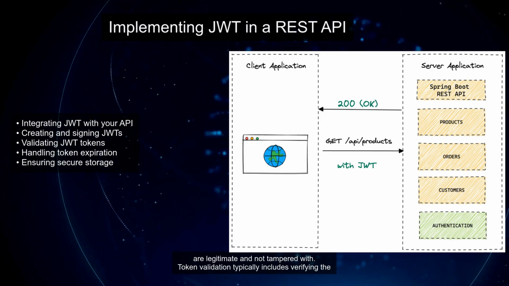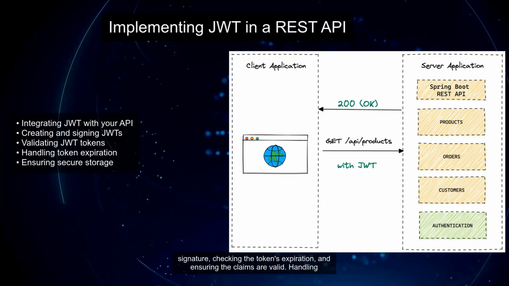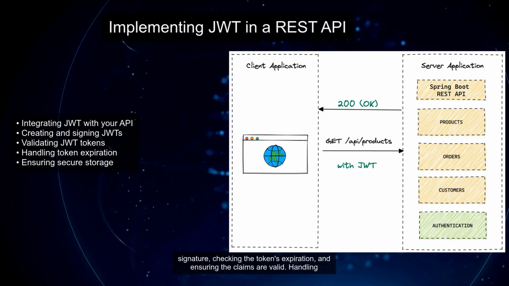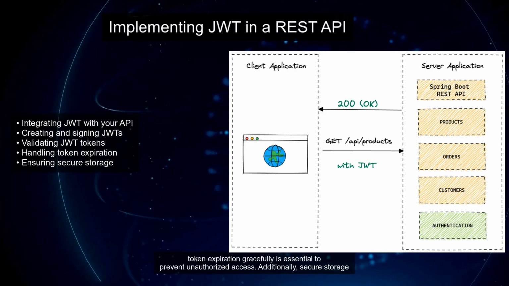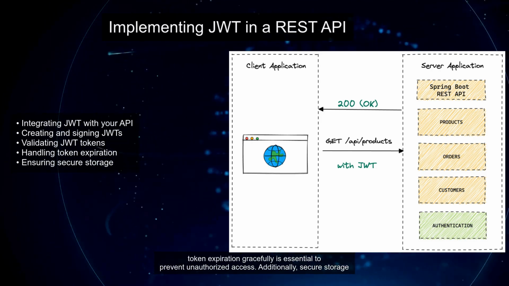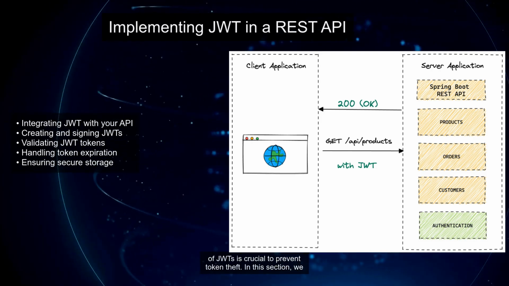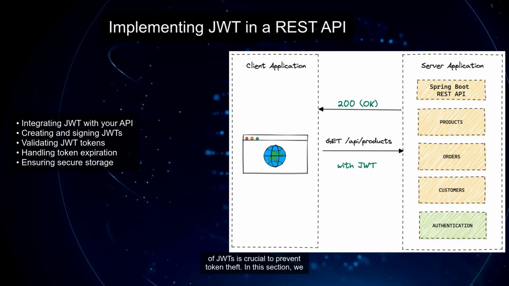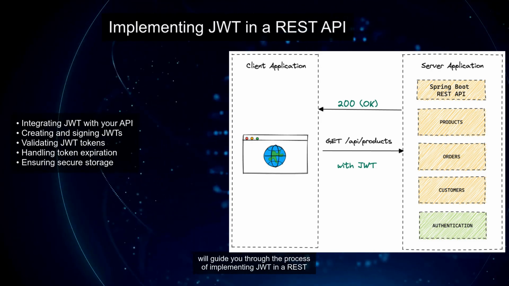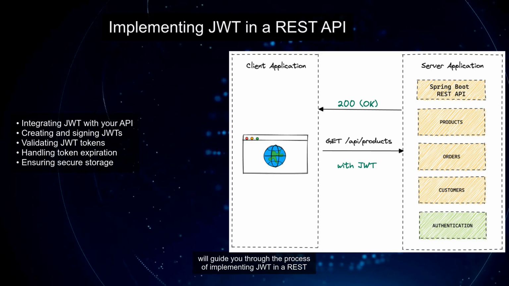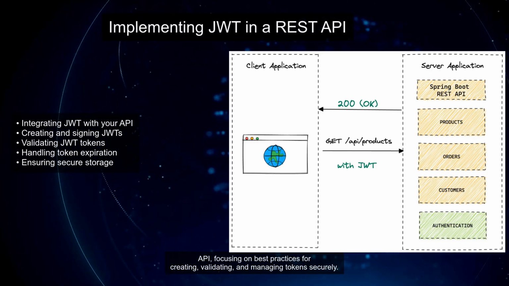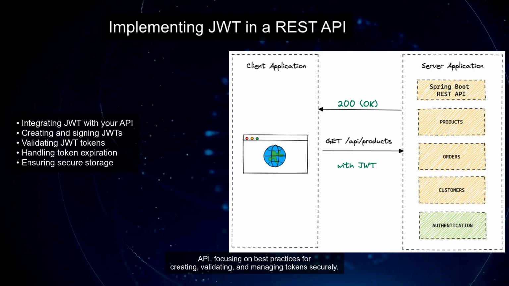Token validation typically includes verifying the signature, checking the token's expiration, and ensuring the claims are valid. Handling token expiration gracefully is essential to prevent unauthorized access. Additionally, secure storage of JWTs is crucial to prevent token theft. In this section, we will guide you through the process of implementing JWT in a REST API, focusing on best practices for creating, validating, and managing tokens securely.